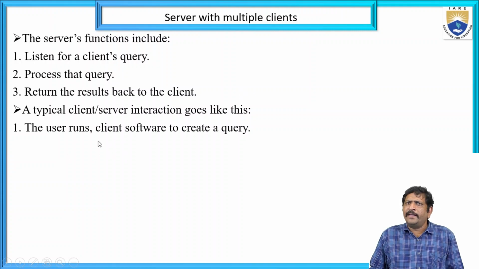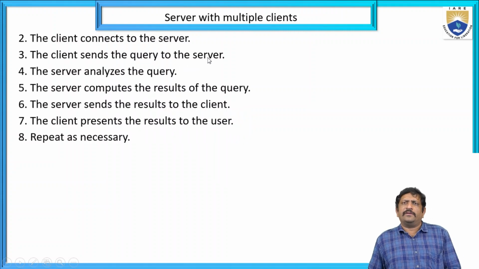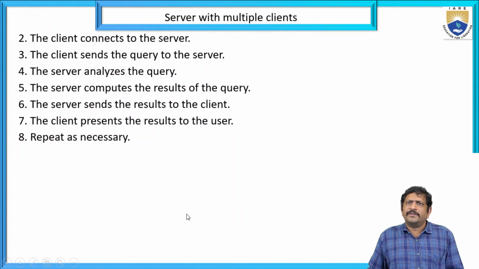In client server interaction, generally the user runs the client software to create queries, and the client connects to the server. The client sends the queries to the server. Next, the server analyzes the queries. Which type of request is received? Each and everything should be analyzed by the server.